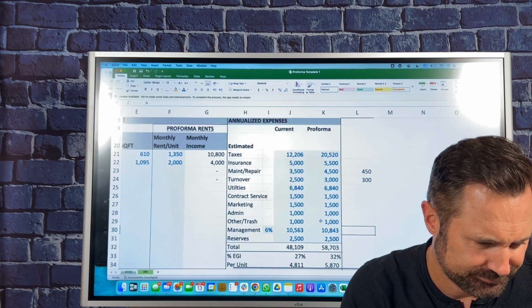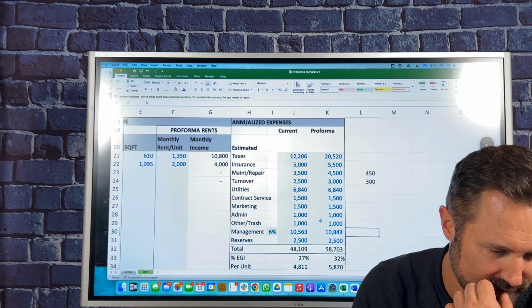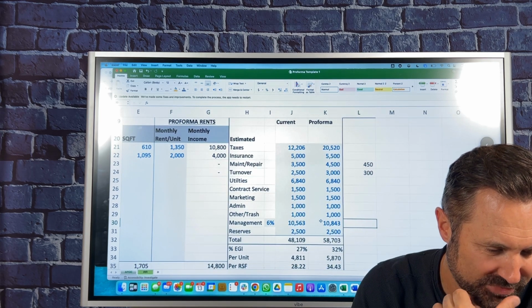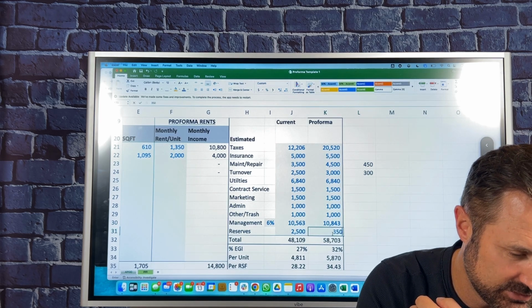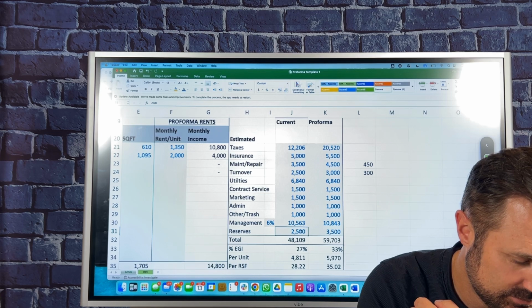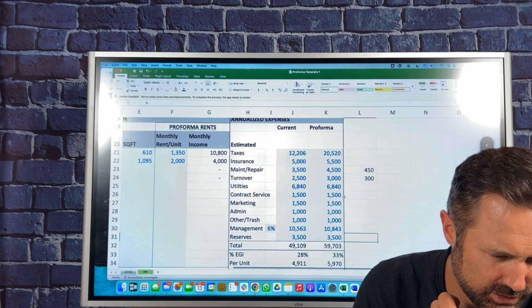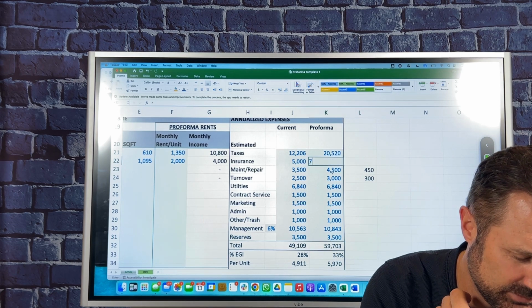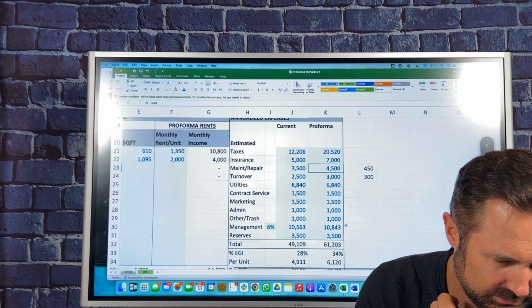Yeah, it just seems super low. Management fee is fine, 6%. Reserves, that needs to be about 3,500. Property taxes, I'm going to go with their numbers here. Insurance seems low. It's probably about 7,000, realistically.